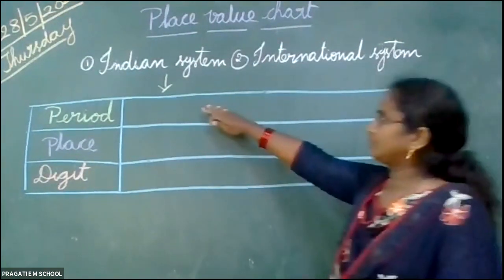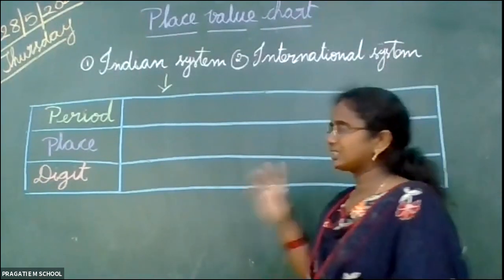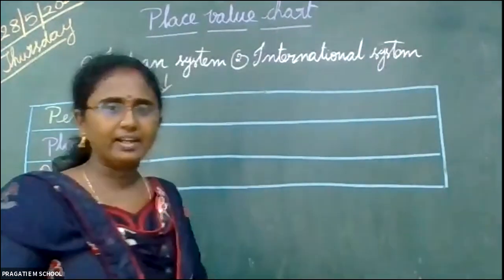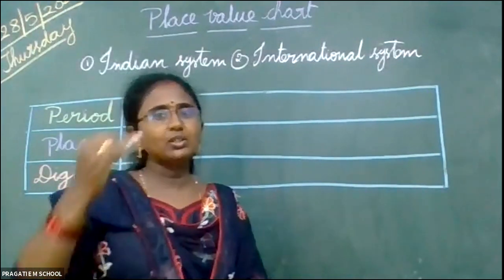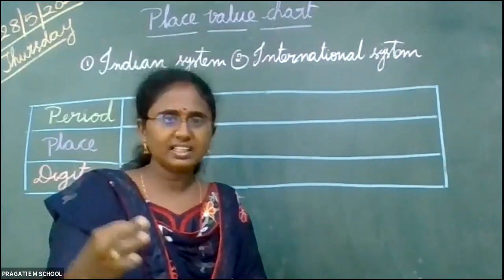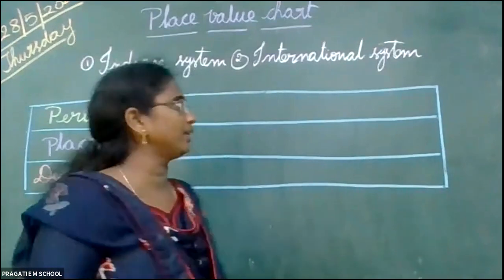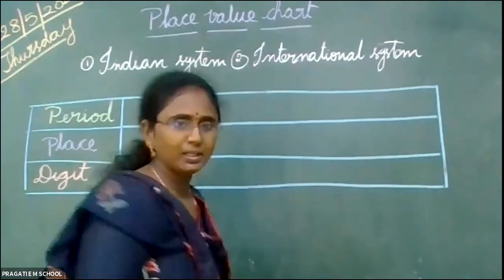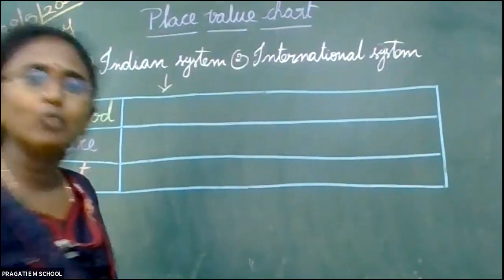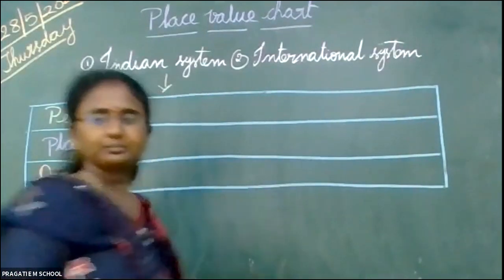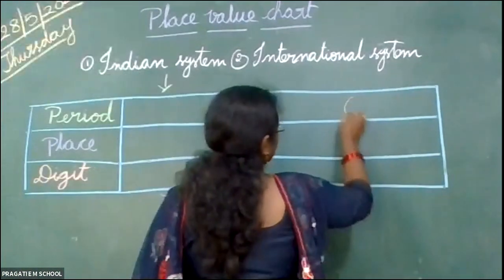The first one is periods. The Indian system is divided into some periods. That means ones, tens, hundreds: these three are in one period. So that period is called the ones period.